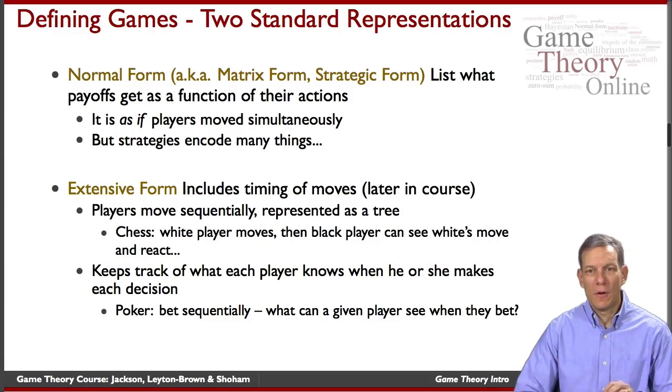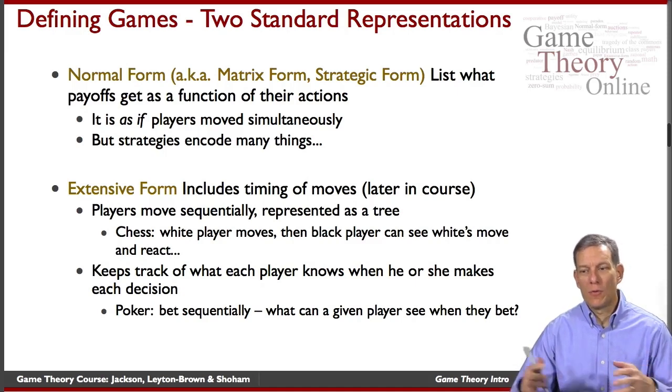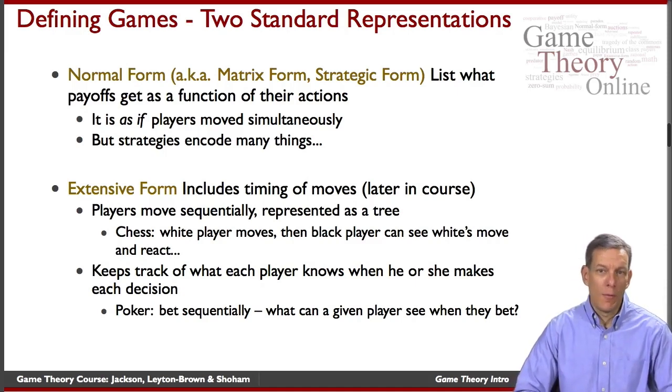It also keeps track of what players know when they move. So in poker, somebody moves first, they make a bet, but the other player only sees the bet and not necessarily the cards that the other player sees. So in some cases, we'll have sequential games where players will have different information at different points in time, and we'll want to talk about modeling that explicitly too. So we're going to start out with the normal form, and then we'll move later in the course to the extensive form, and we'll talk about the relationship between these two in more detail.